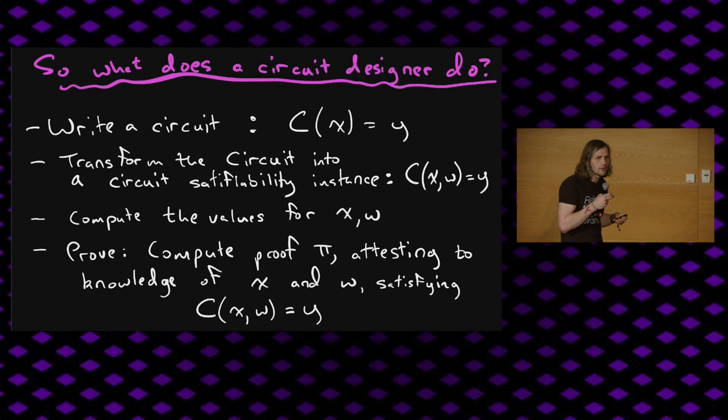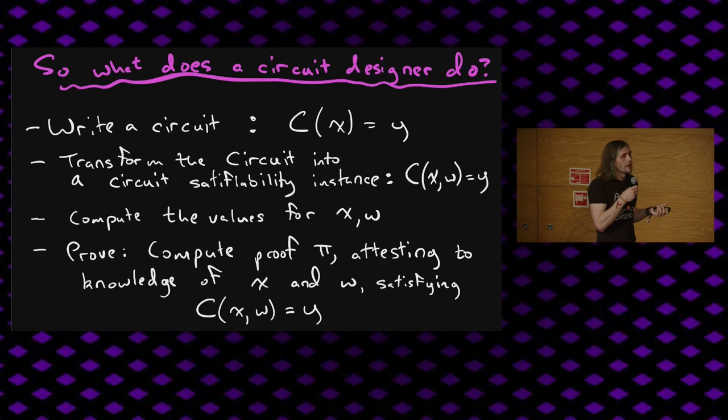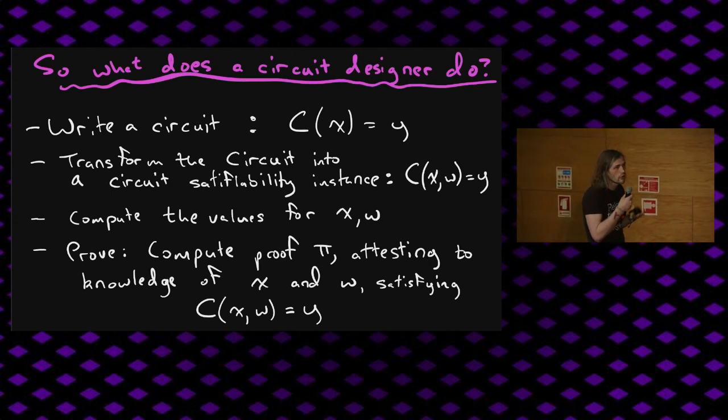Circuit satisfiability is a different kind of circuit where we just need to say, does there exist a vector W such that this new circuit, which I might have been polite and labeled C prime for convenience, has a satisfying additional vector W, such that the same thing is true after we perform our compilation step from C(X) into C'(X, W)? And so that's where we do our transformation into R1CS or PLONKish arithmetization schemes, where we need to satisfy this circuit satisfiability instance.